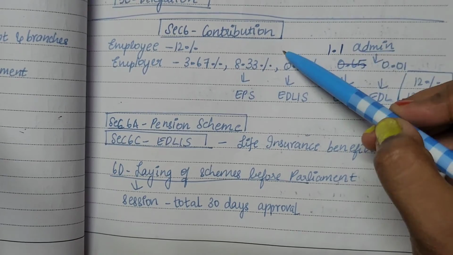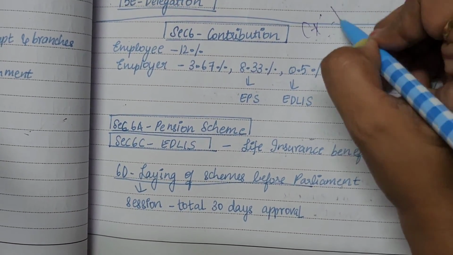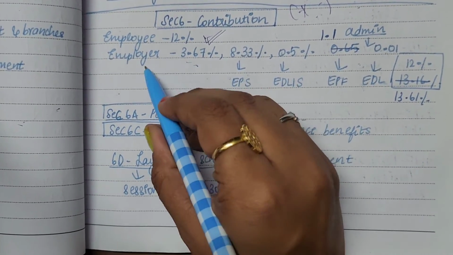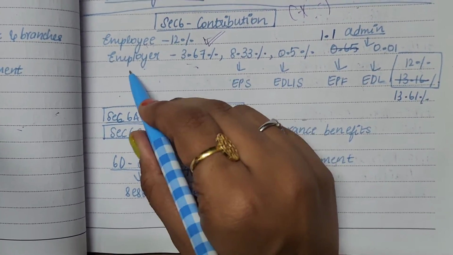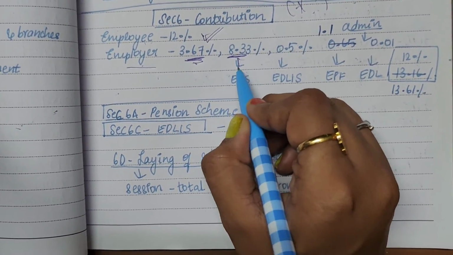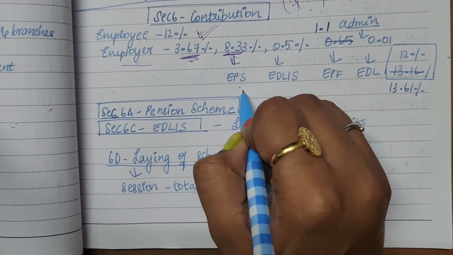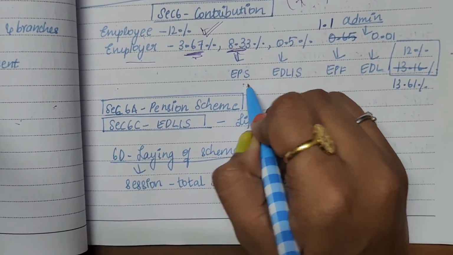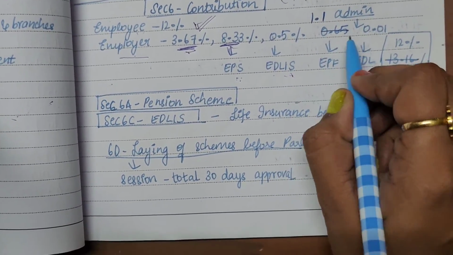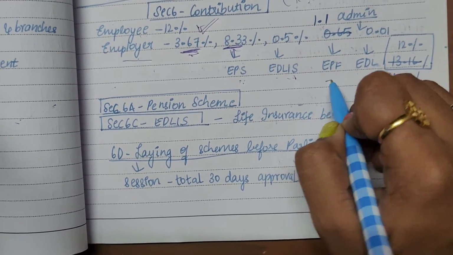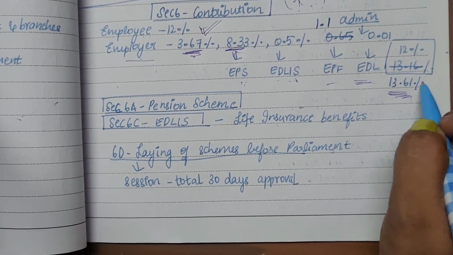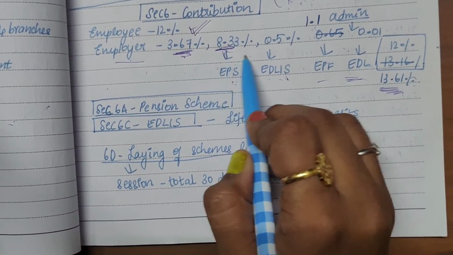So coming to section 6, contribution, which is a very important section. Employer will always contribute 12%. Employee will always contribute 12%. Employer: 3.67% to EPF, 8.33% in the EPS scheme, that is Schedule 3. Section 6A, 0.5% EDLIS, Deposit Linked Insurance Scheme. Admin charges would be 1.1 in the case of EPF and 0.01 in the case of EDLI. So the total comes to 13.61, but they generally say 12 and 12, and these are the breakup for the employer's contribution.